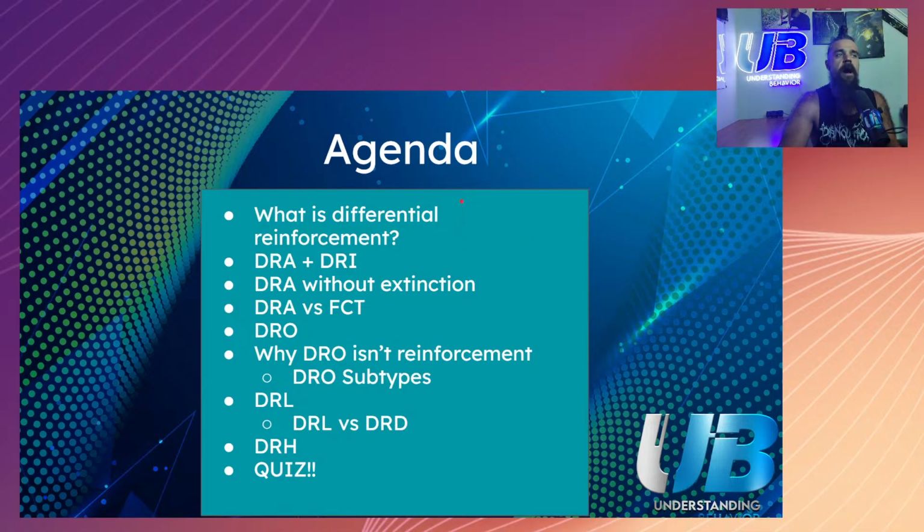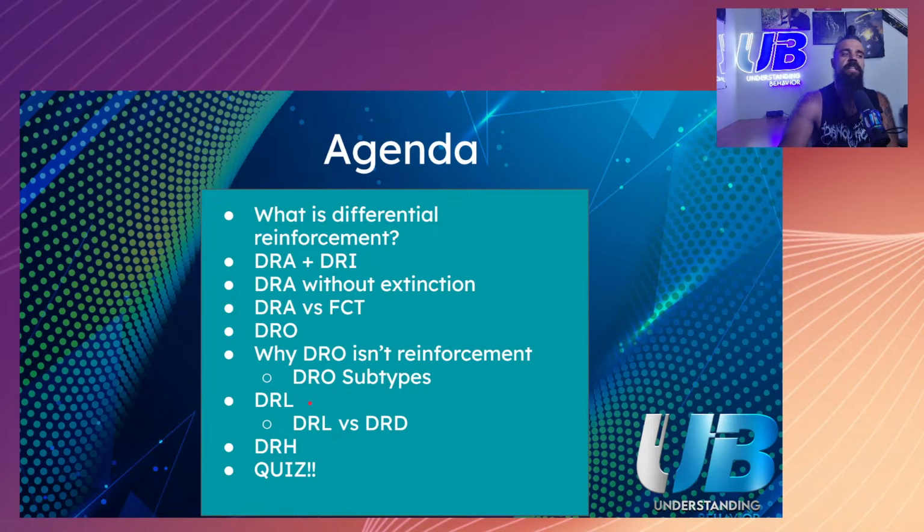So first we'll talk about what is differential reinforcement on a broader scope. We'll talk about DRA and DRI. With that, we're also going to talk about DRA without extinction, which tends to get a little bit overlooked. Then we'll contrast DRA and FCT, which stands for Functional Communication Training. Then we'll get into DRO. We'll talk about why DRO isn't actually reinforcement at all, which is pretty crazy. And then we'll talk about our DRO subtypes.